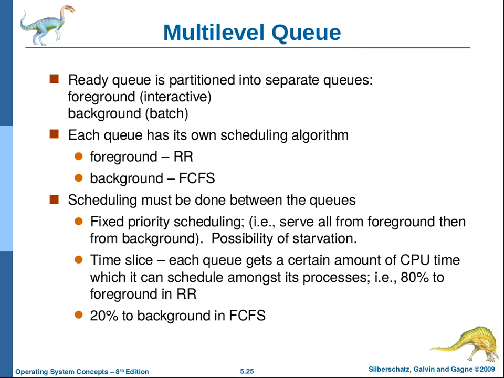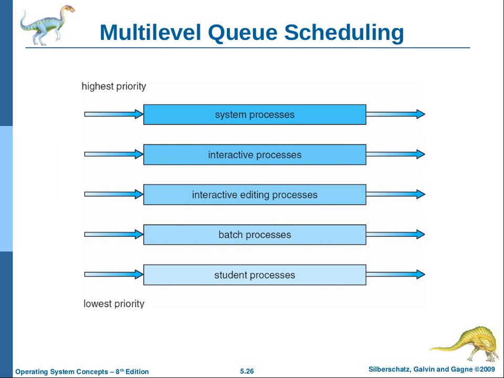And it's very common for the foreground ones to be round robin, aka the ones you want to be very responsive, and the background ones are first come, first served because they need to execute, but if they don't complete immediately, it's going to be okay. Do you understand? You might have multiple, okay, great. Here's the picture.